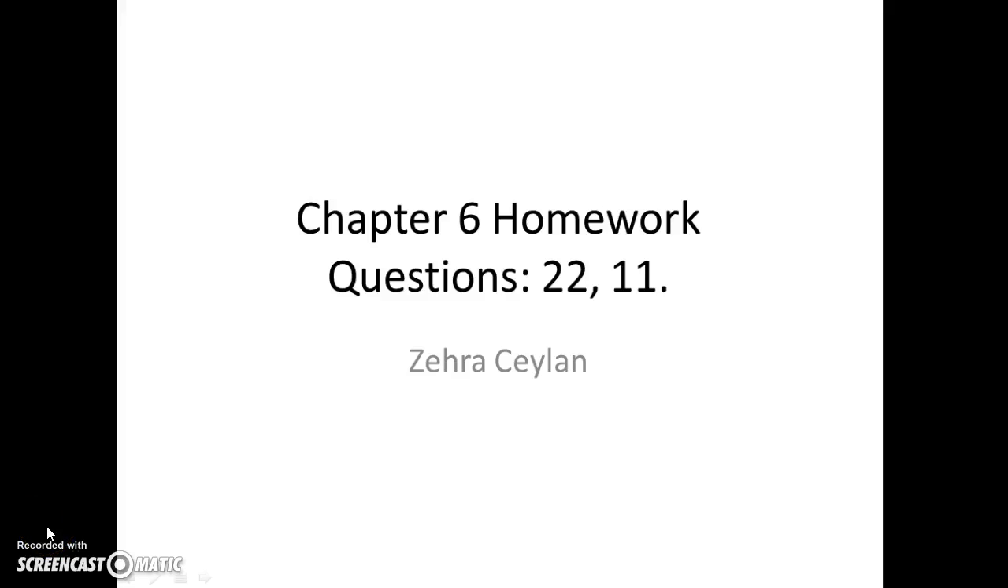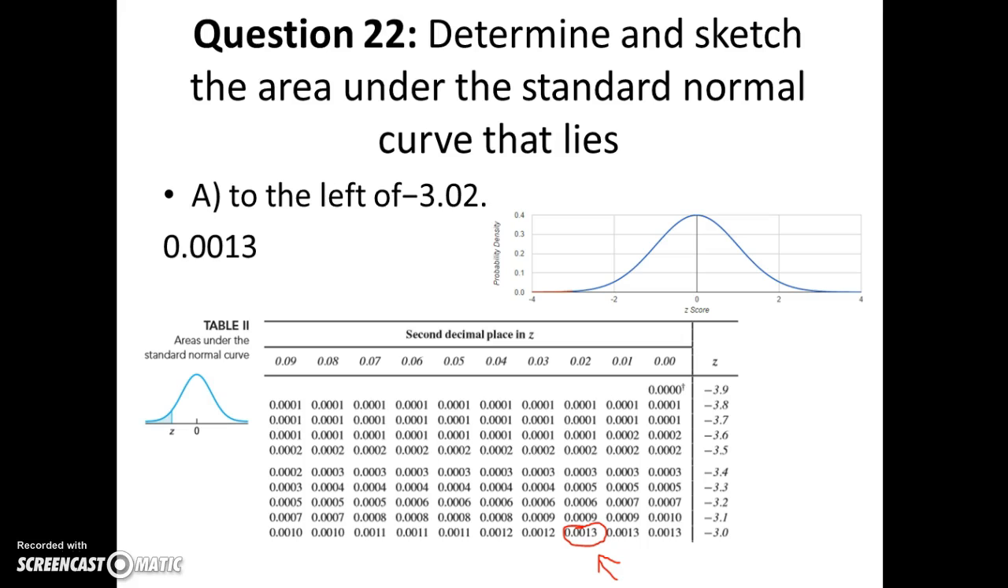Chapter 6 Homework Questions 22 and 11. Question 22. Determine and sketch the area under the standard normal curve that lies to the left of negative 3.02. To find it, we go to the table and we find negative 3.02, that's over here, and to the left is going to be this part of the curve, and this gives the area.